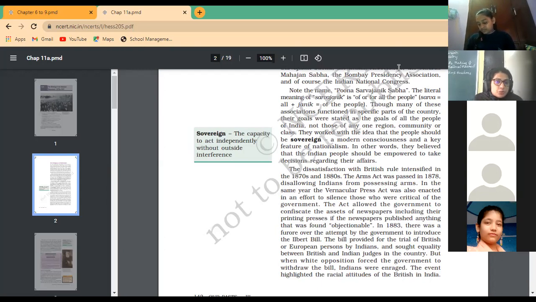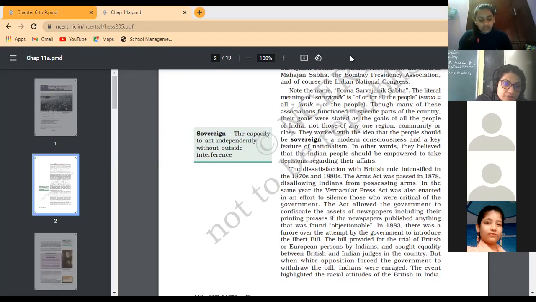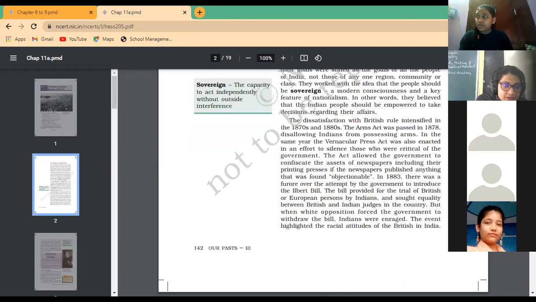They assumed that they are superior to the Indians. So what does this show? It highlighted the racial attitude of the British in India. कि एक इंडियन मजिस्ट्रेट यूरोपियन और ब्रिटिश के लोगों के पर्सन के लिए ट्रायल नहीं कर सकता, डिसीजन नहीं दे सकता, उसके कोर्ट में उनका केस नहीं लाया जा सकता.